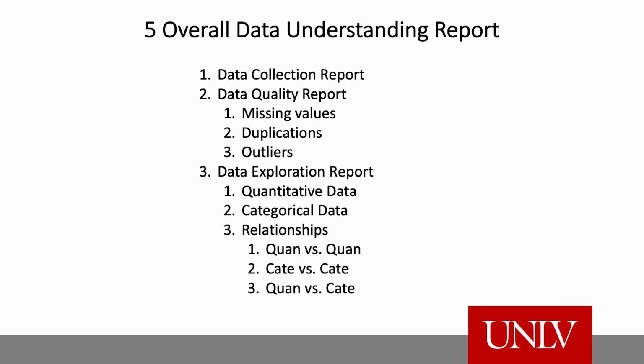An overall data understanding report helps us make sure we understand the data before doing any analysis. It usually includes 3 parts: a data collection report, a data quality report, and a data exploration report. These sections explain where the data comes from, whether it is reliable, and what basic patterns it contains. The data quality report should be done first because poor quality data can lead to wrong conclusions. In this step, we check for missing values, duplicate records, and outliers, since these issues can distort results and analysis.